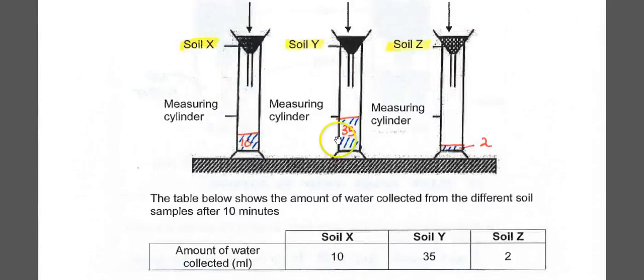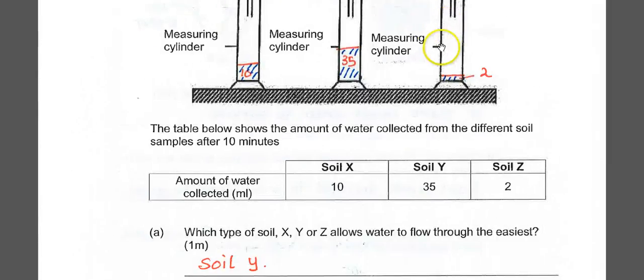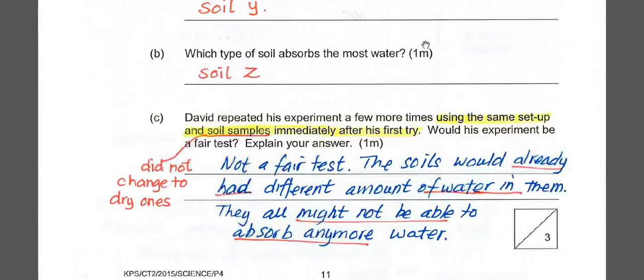So immediately after this, you continue to pour water. First, it's already wet. You can't use the same soil. You have to change to a new soil Z, new soil Y, and new soil X. Once you have water inside, it's not a fair test. All must be dry, then it would be a fair test. So when he used it immediately without changing anything, it will not be a fair test. They all might not be able to absorb any more water.